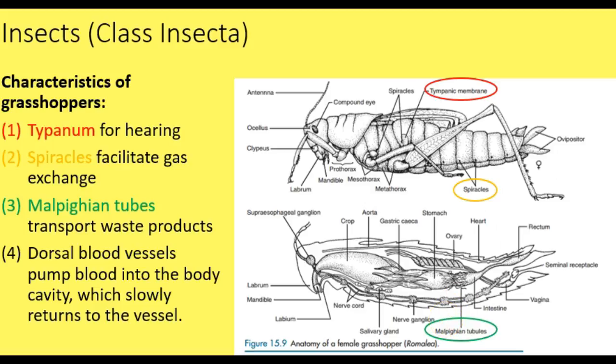The dorsal blood vessel contains a series of hearts that pump blood anteriorly, where it empties into the hemocoel and then slowly returns to enter the dorsal vessel. So recall that the open circulatory system is one in which the blood bathes the body organs rather than the blood being contained in vessels.